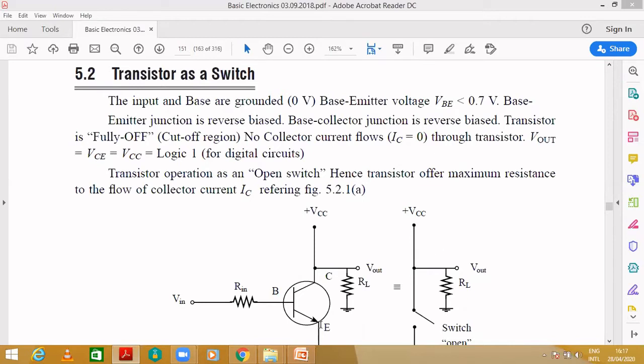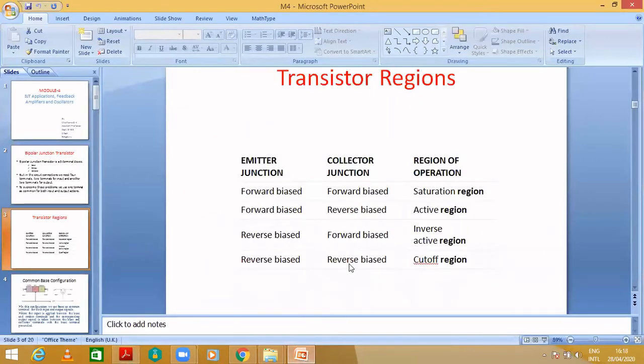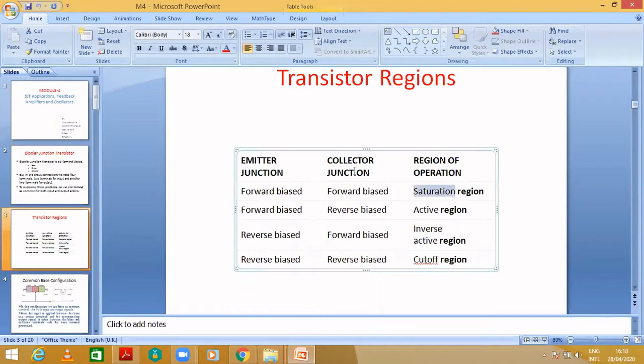I already discussed that the transistor has four regions: saturation region, active region, inverse active region, and cutoff region. In the active region, the transistor acts as an amplifier. In the saturation region and cutoff region, you can make a transistor act as a switch. In the cutoff region, the transistor acts as an off switch. In the saturation region, the transistor acts as an on switch.